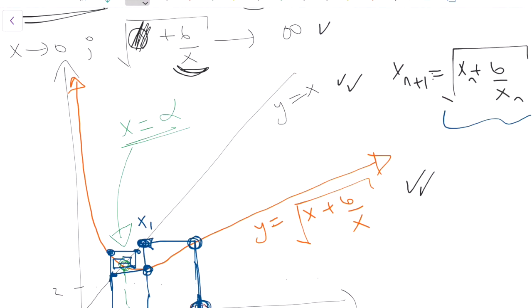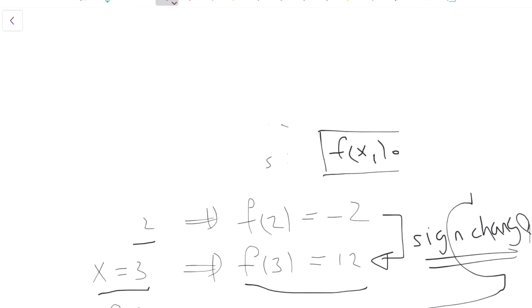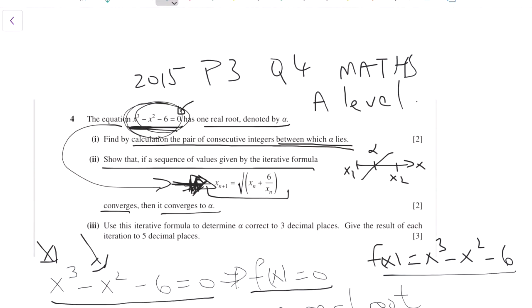Sorry, let's get rid of this line and that line. That makes it less confusing. And there you go. So this is the path that you follow, and this is why you converge to alpha. Okay, so this part is solved, and that was just the explanation as to why this works. But you don't need to know this actually for A-levels. I've never seen a question ask this.